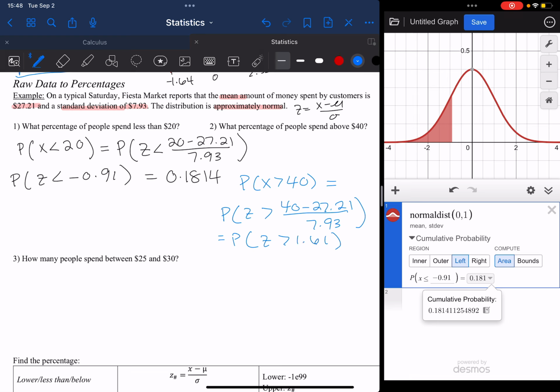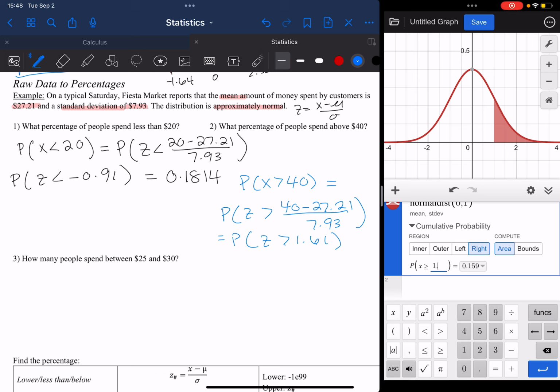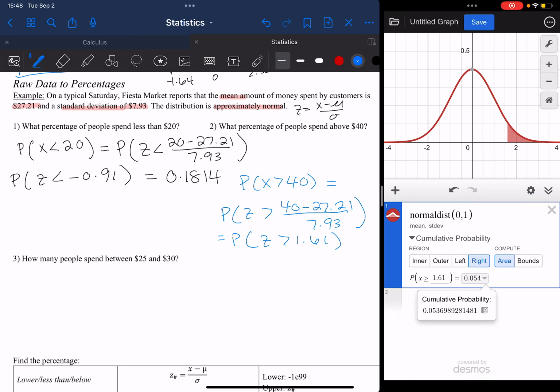So greater than means I'm looking at the right side. And then I'm going to plug in 1.61. And then I'm going to get 0.0537, which tells me about 5% of people spend above $40.